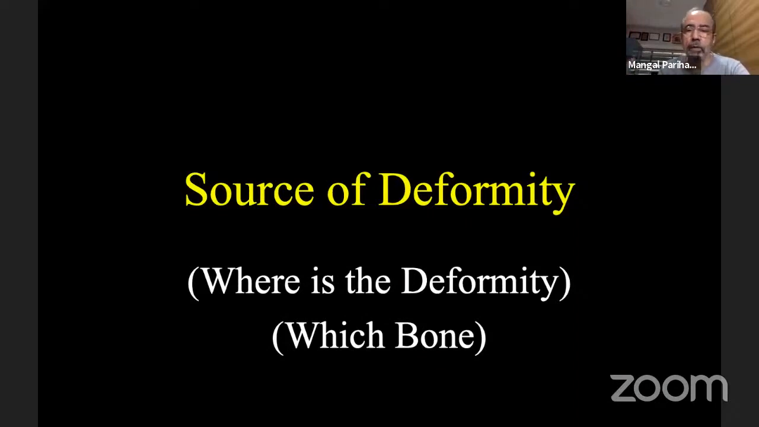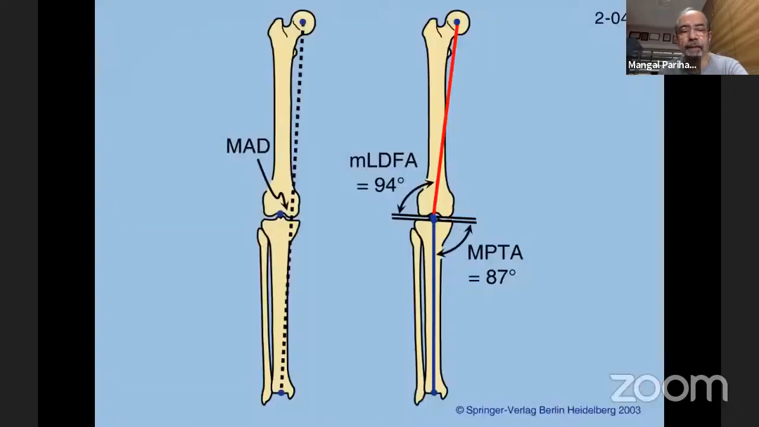Now, once we decide that there is varus or valgus, then we need to come to the source of the deformity. That is, which bone is the deformity? Is it in the femur, tibia? So here is an apparent varus deformity. Here the LDFA is 94, which is more than normal. I said 90, and the MPTA is 87.